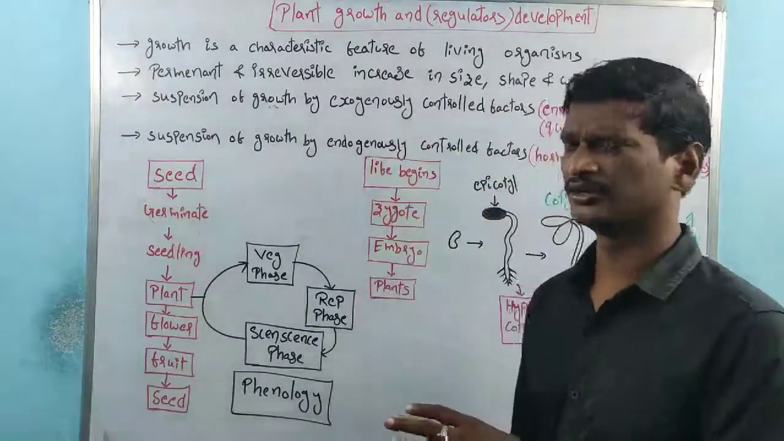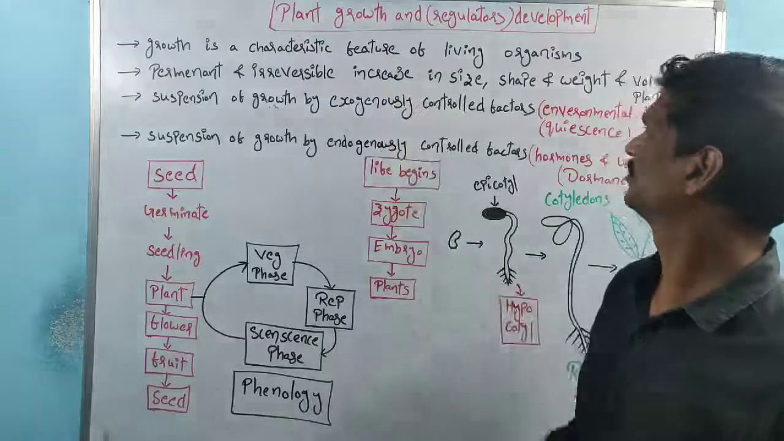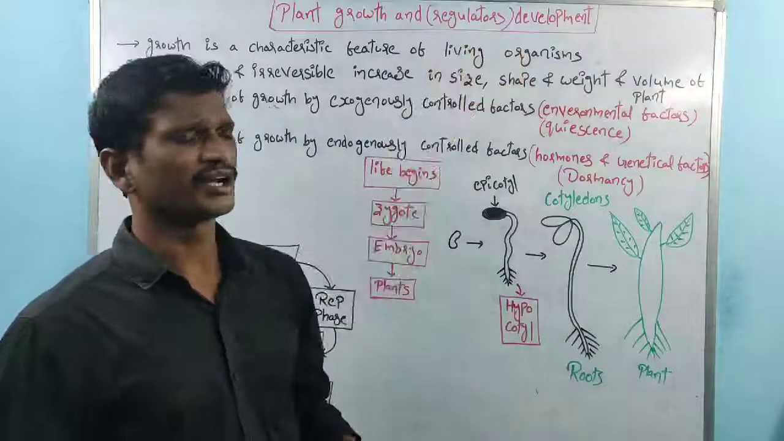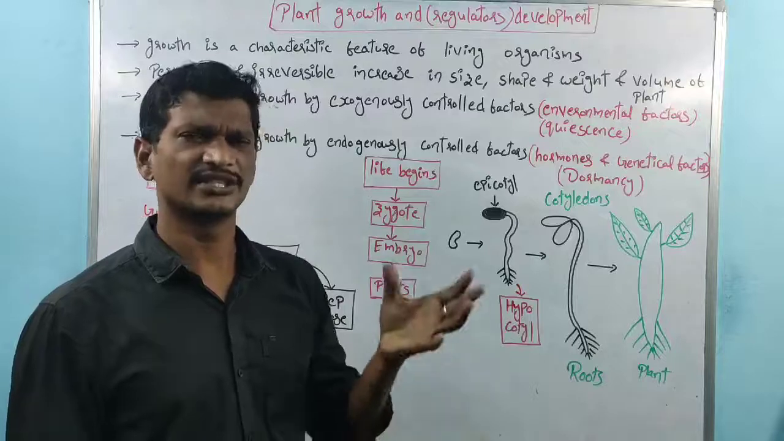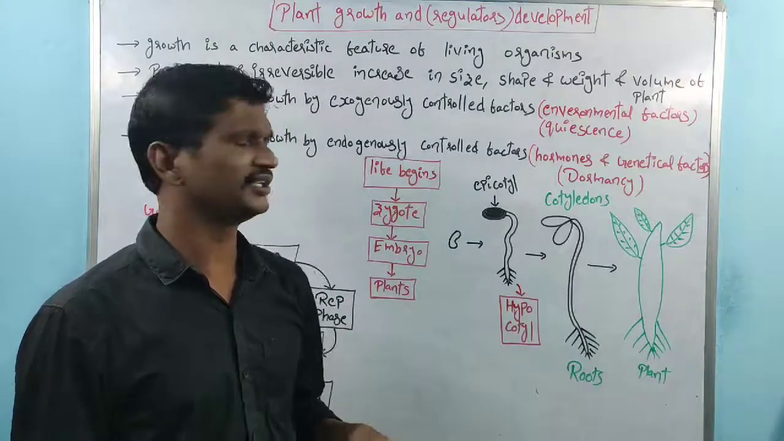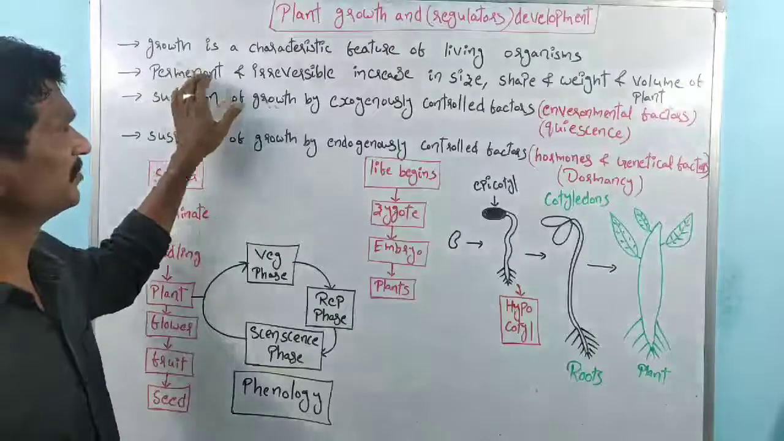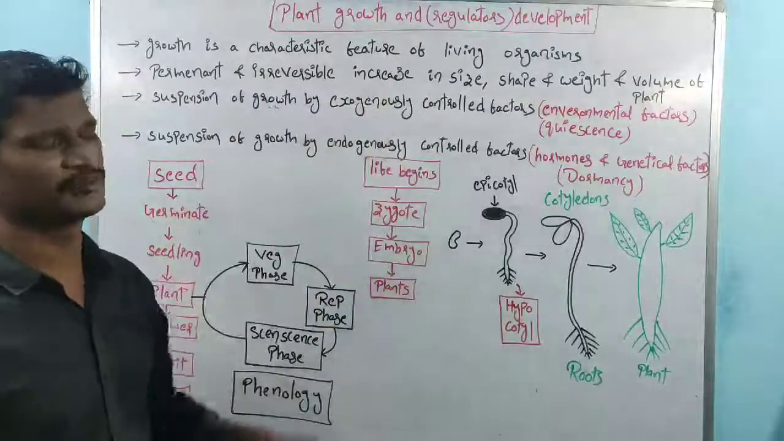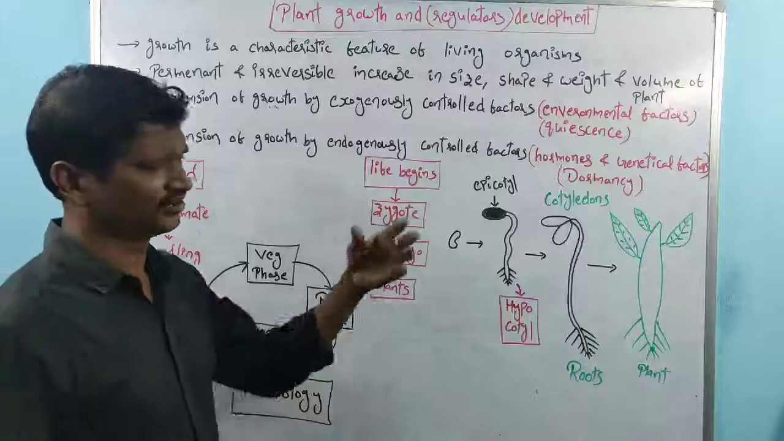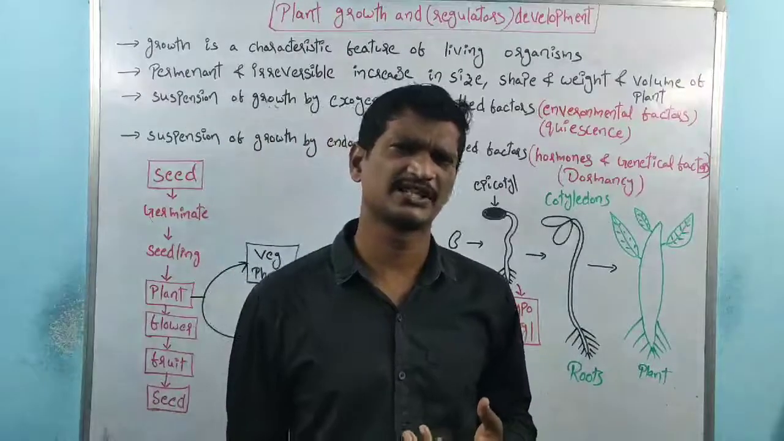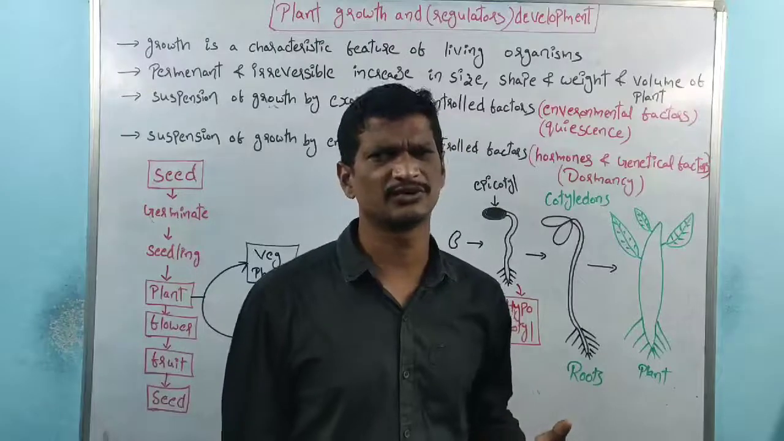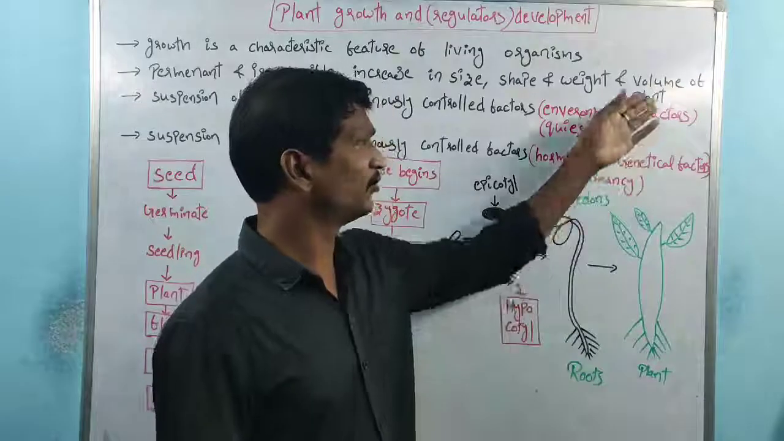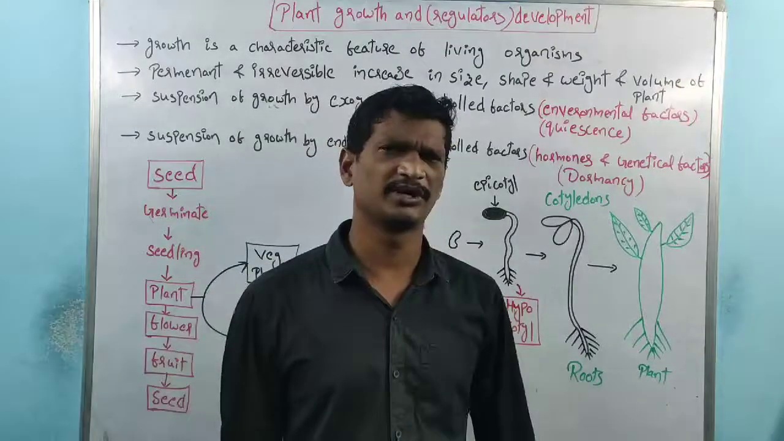See, according to this chapter, growth is definitely a characteristic feature of living organisms. Here the organism's size or mass is increased, right? Growth is a permanent and irreversible increase in size, shape and weight, which means the number of cells is increased. More cells are produced, more weight is there, size is also increased, and the volume of the plant increases.